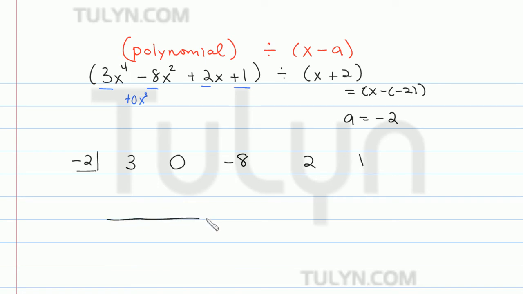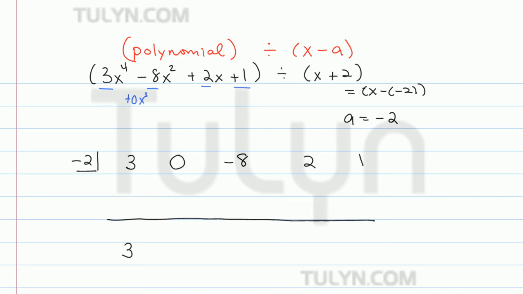I want to draw a line under it because I'm going to be inserting a row of numbers right under these guys, so I want to leave a little bit of space. So now we've set up our synthetic division, and now we can start. So the first thing I want to do is move this leading term down and rewrite it down here. So we're going to start with 3.